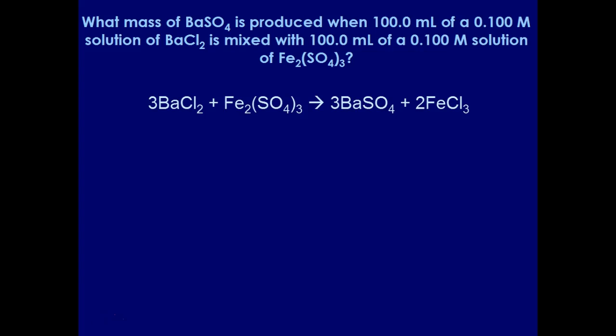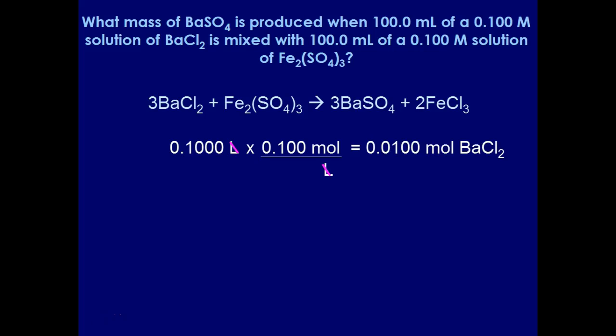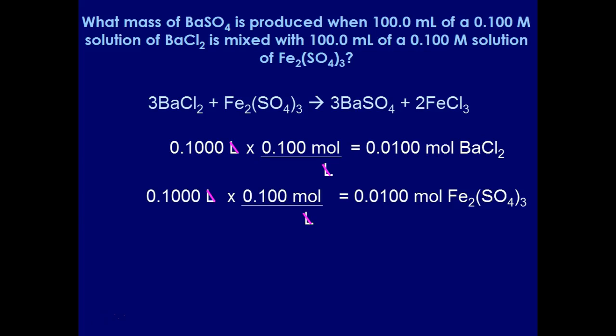Since I have quantities for both reactants, again, I need to figure out which one is limiting, and I'm going to use the barium sulfate to help me do that. So I'm going to multiply the molarity times the volume in liters, and that gives me 0.01 moles of barium chloride are present initially, and then I will do the same thing for the iron 3 sulfate. So again, it's 0.01 moles.